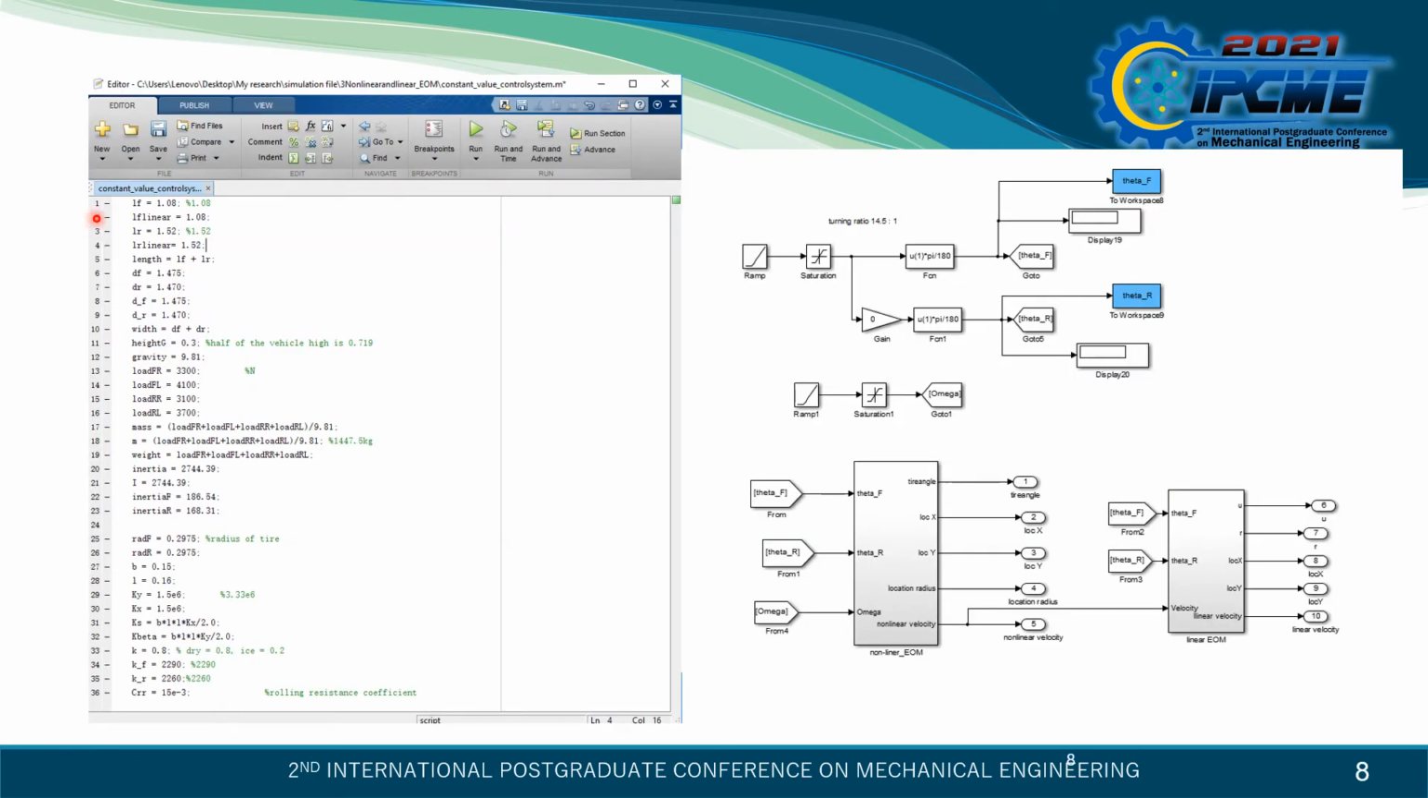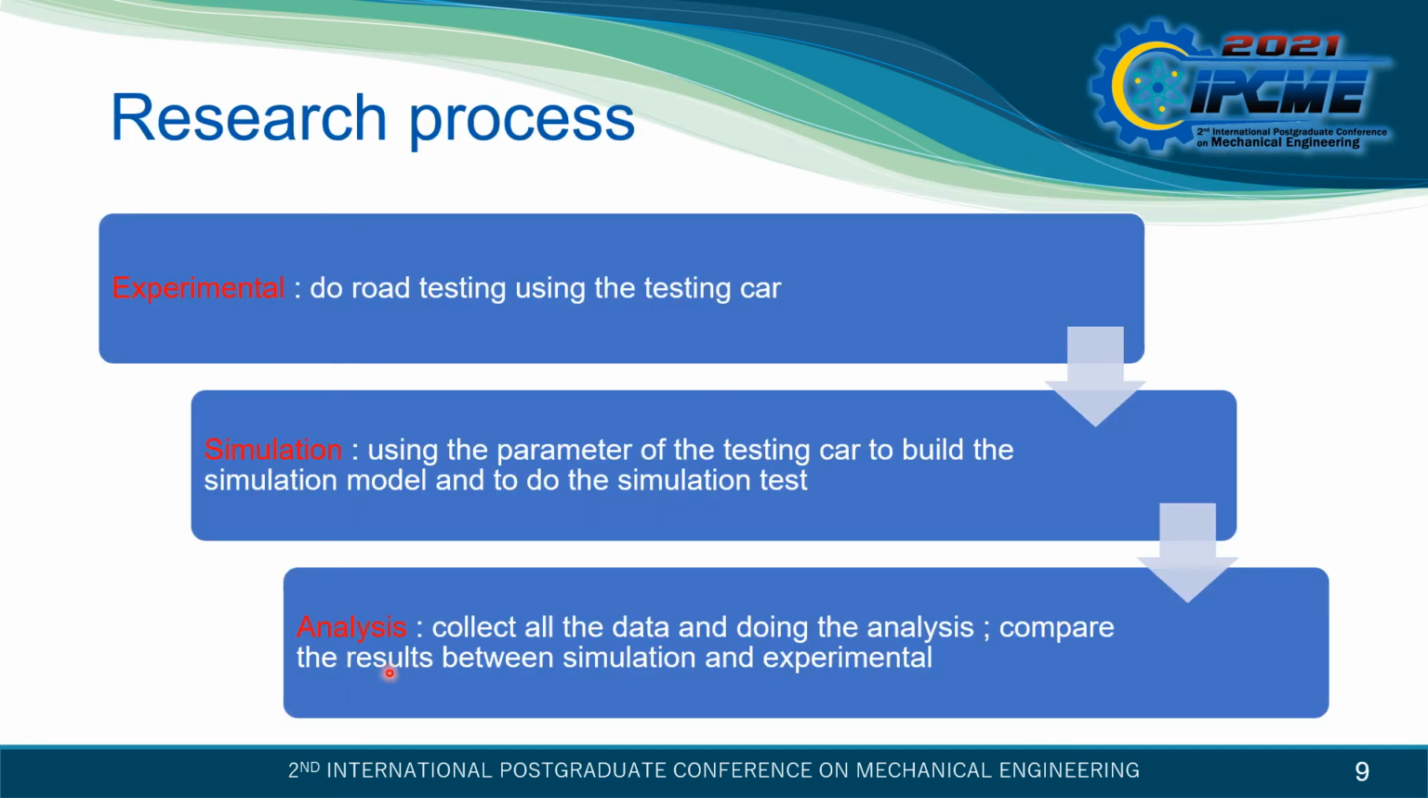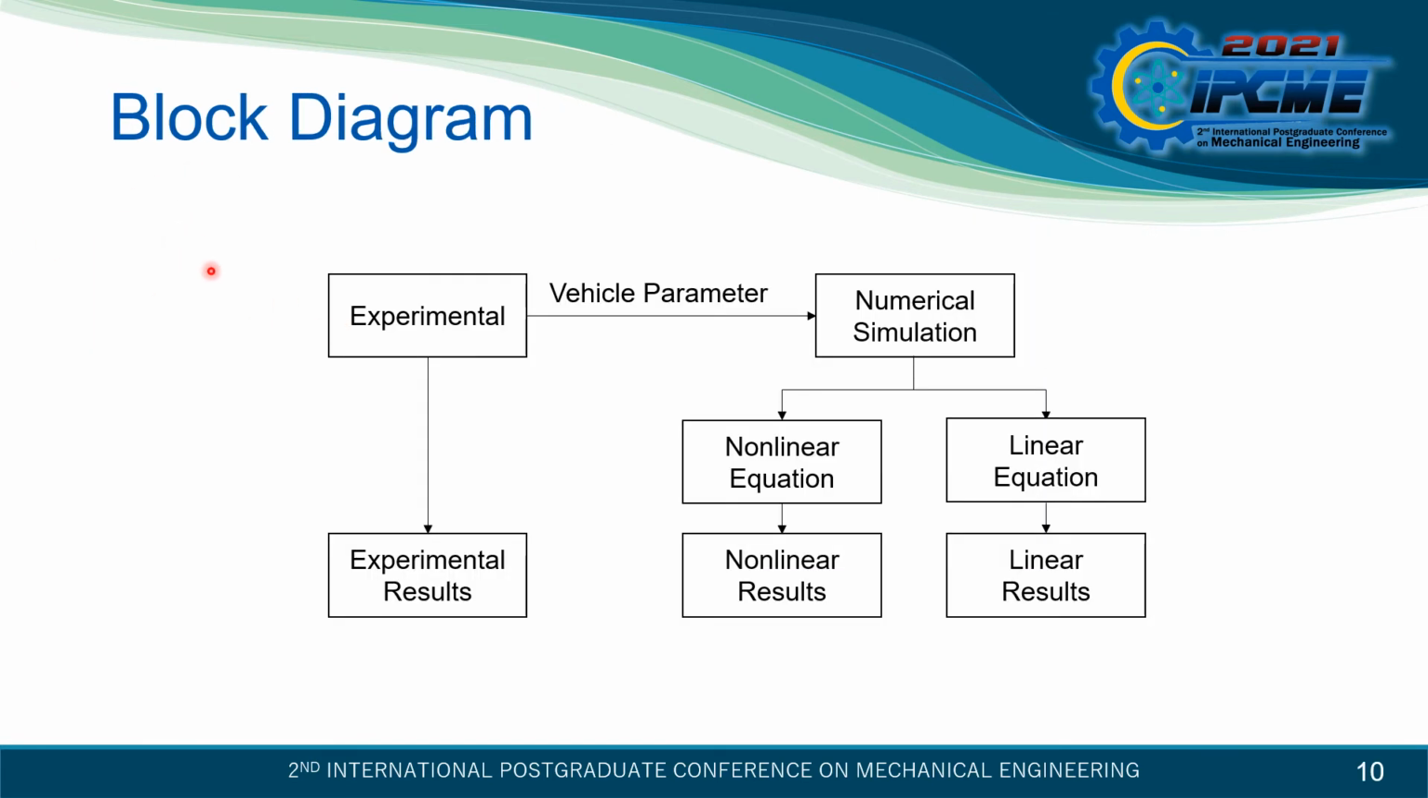Let's see the left side. These are the constant values for the vehicle, and on the right side is the simulation block. The upper part is theta f, theta r, which is the steering angle. The lower part is the nonlinear equation of motion and the linear equation of motion. The last stage is analysis, which collects all the data from the experiment and the simulation results, and after that compares them.